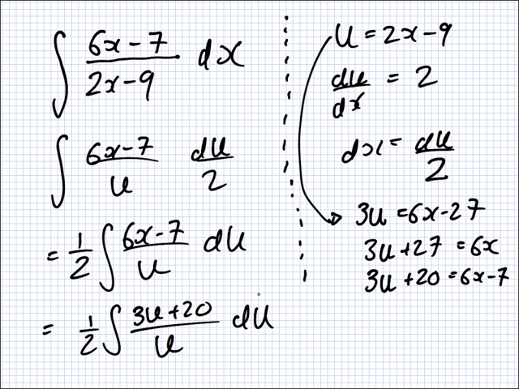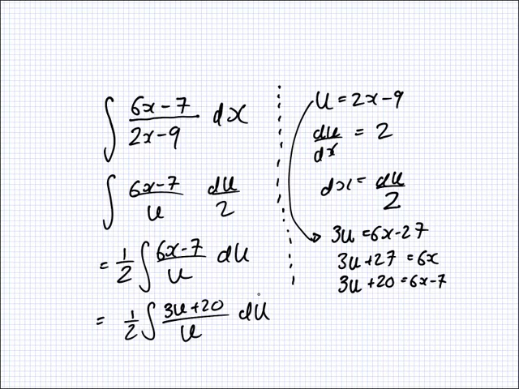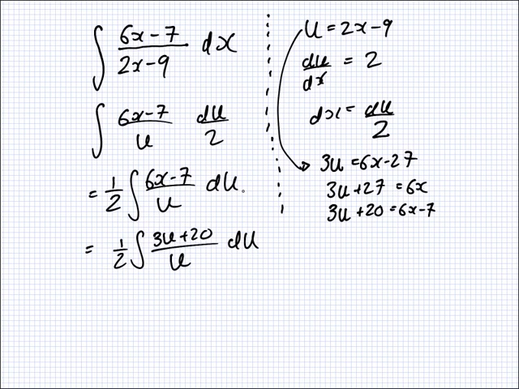And again, we've seen what happens next. What do we do next? Yeah, by splitting them. So this is a half integrate 3u over u. 3u over u becomes 3. And then the next one? 20 over u. Why don't you simplify before? Yes, it will be 3u over u, which is 3.